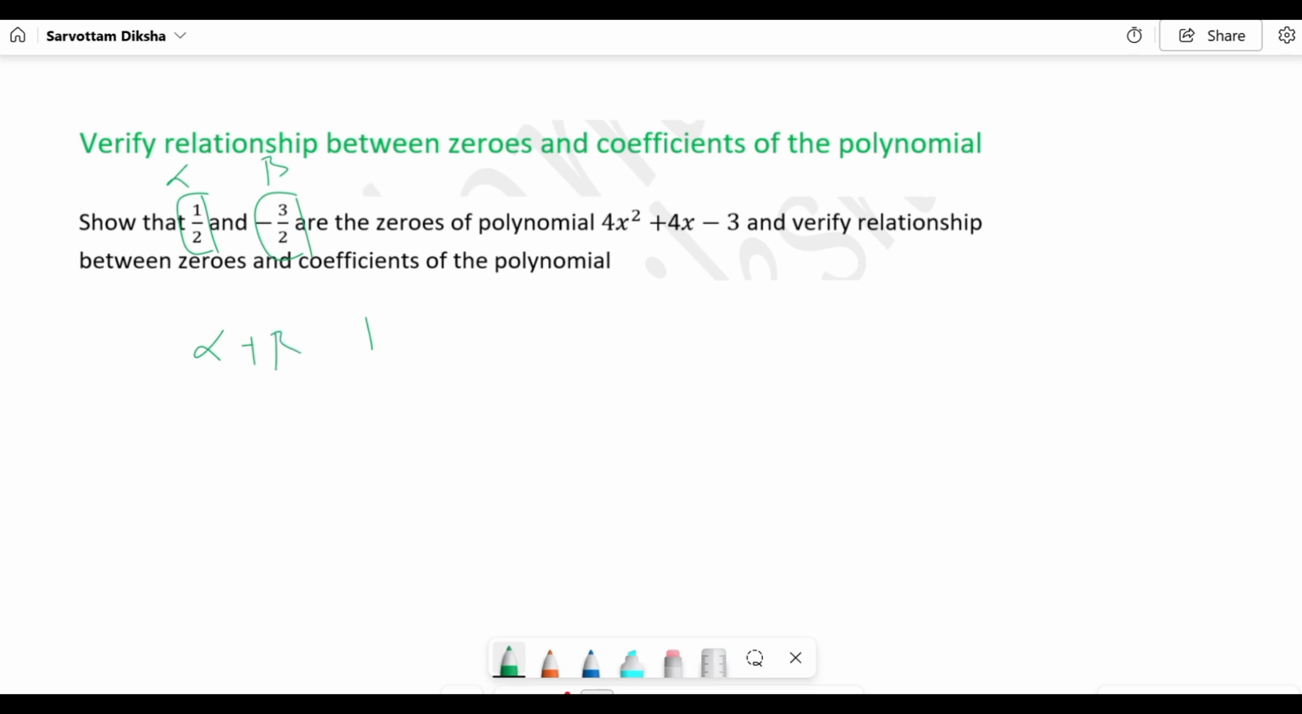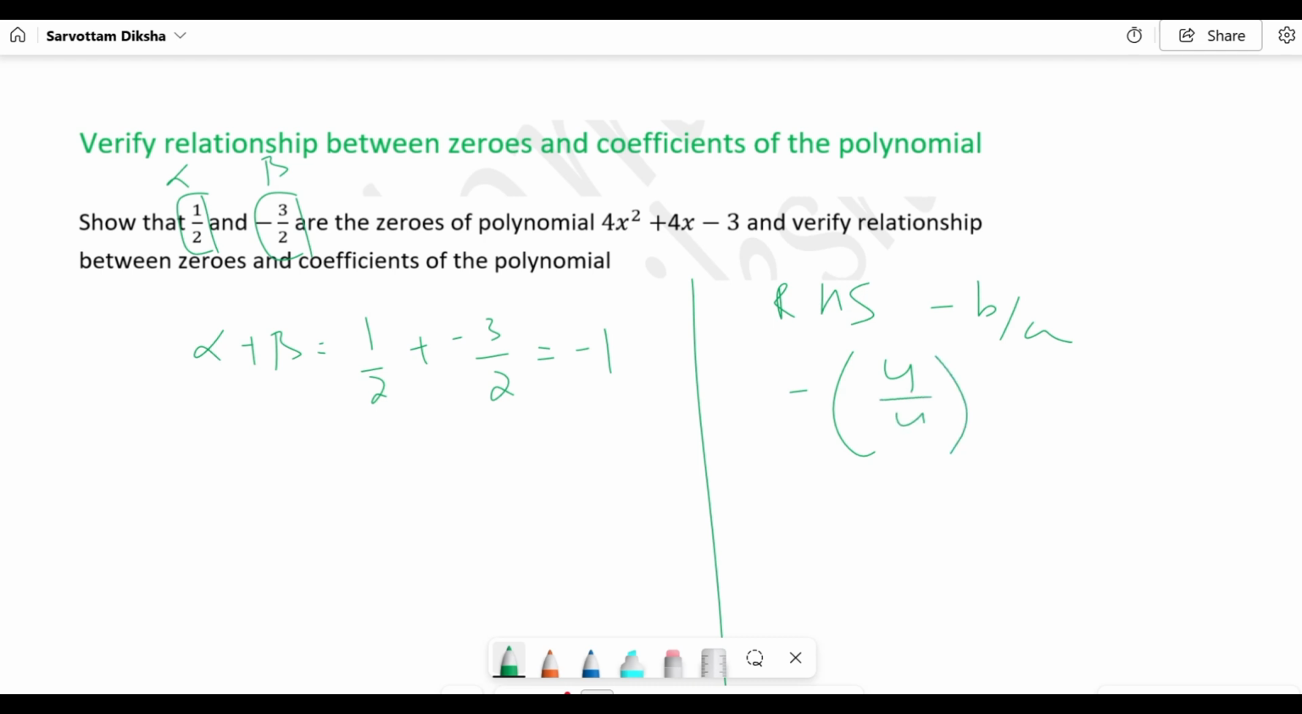Alpha plus beta is equal to 1 by 2 plus minus 3 by 2, which is nothing but minus 1. Same way here I will do on RHS. We said alpha plus beta is given by minus b by a. What is b here? B is 4 and a is again 4. We know that this is a, coefficient of x square is a, coefficient of x is b, and constant term is c. So c is minus 3 over here. So this is minus 1.